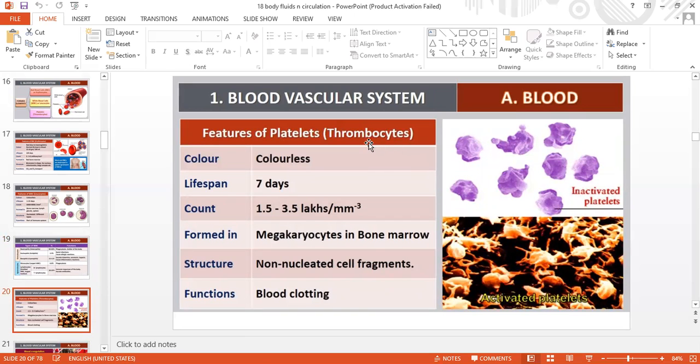Now let's come to the third formed element, that is the platelets, which are also known as thrombocytes. What are the features of the platelets? They are colorless. Lifespan is 7 days. Count is 1.5 to 3.5 lakhs per cubic millimeter. They are formed from megakaryocytes in the bone marrow. Megakaryocytes are the cells which form the platelets. If you look at the structure, they are non-nucleated cell fragments. These are the inactivated platelets and these are the activated platelets. And the platelets, we all know, their function is blood clotting.